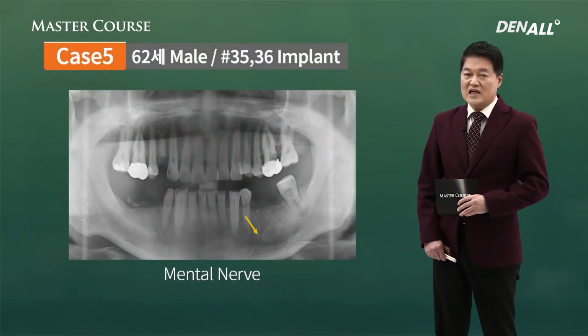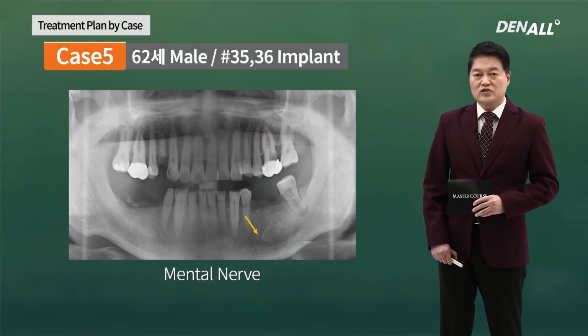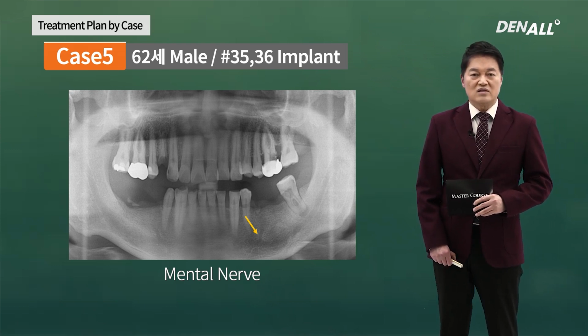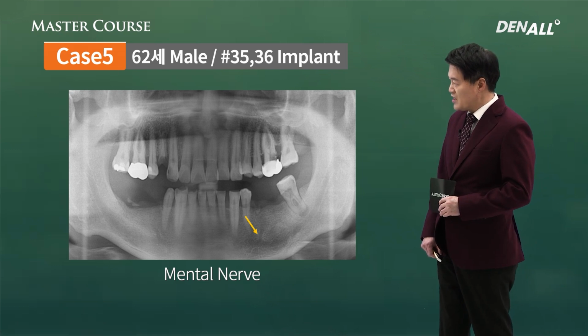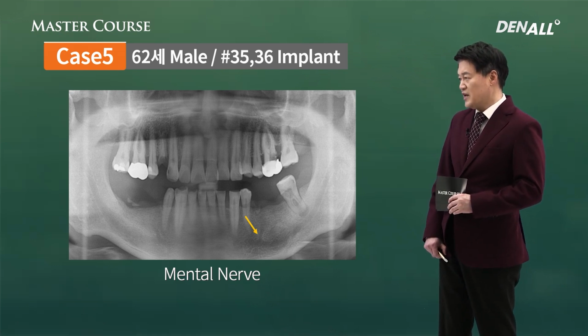This is the last fifth case. 62 years old male patient. Number 35 and 36, implant placement plan was made. As you can see on the x-ray, there is something unusual. Mandibular canal to mental foramen. The mental nerve is very long and clear.